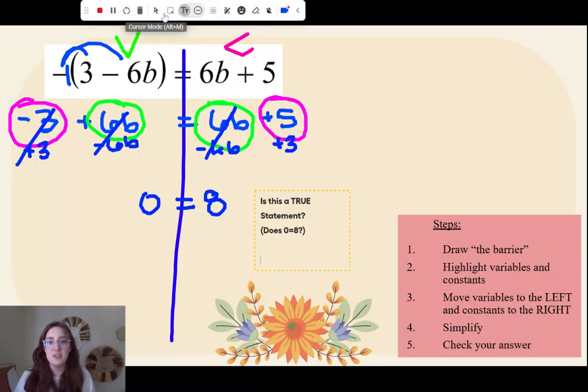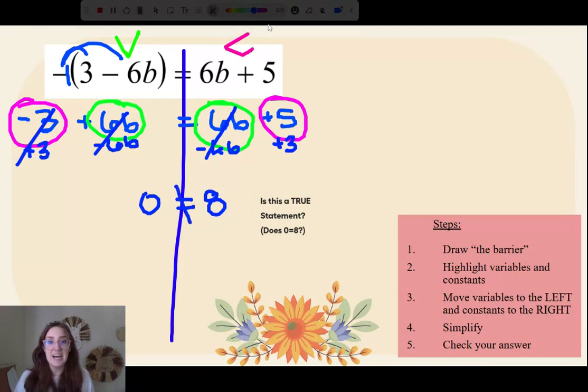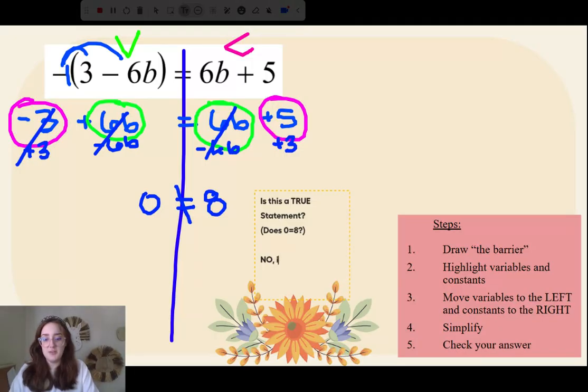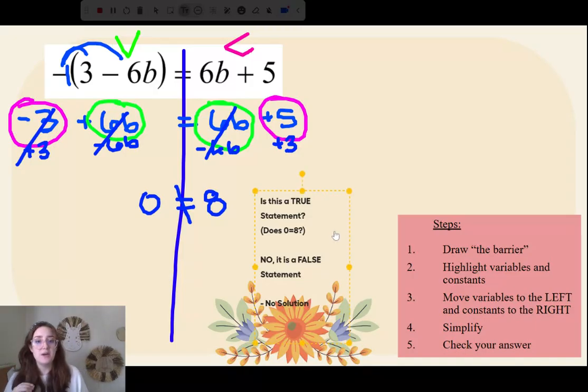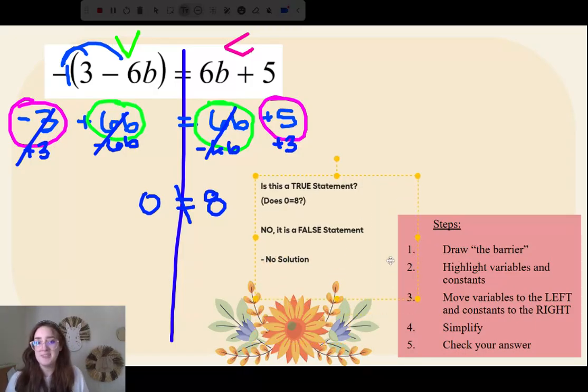So when they do not equal, when it's not the same, we draw a little slash through the equal sign, telling us it is not equal. They're not equal. So in this case, no, it is a false statement. What does that mean if we have a false statement? It means our answer is no solution. It means no matter what we plug into x, it's not going to work.